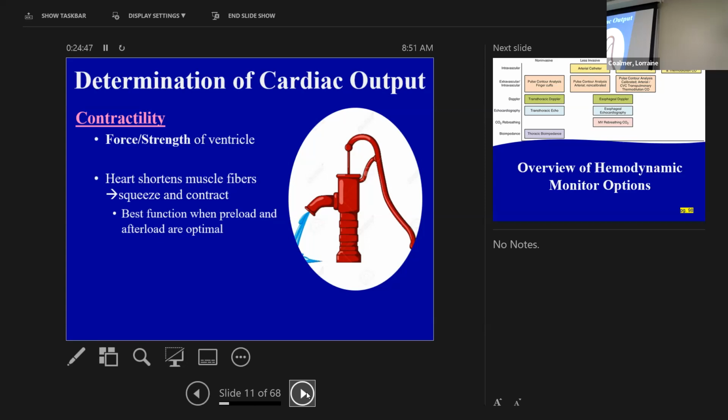Volume, if I'm depleted, right? If I've been vomiting at home, I'll tell you how many patients in my practice come in and end up in acute kidney injury because they are dehydrated. That's it, dehydrated. So we're going to get that volume, right?